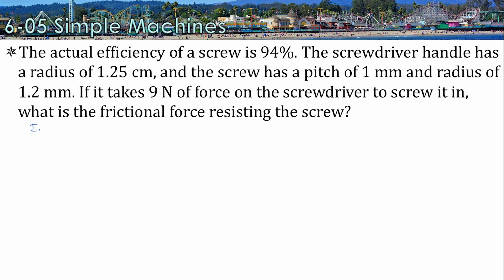Well, let's see. Let's start with the ideal mechanical advantage of this. So it's 2 pi L over P, where L is the radius of the screwdriver handle and P is the pitch. So the radius of the screwdriver handle is 1.25 centimeters. Our pitch is 1 millimeter. But I need it in the same unit, so how about 0.1 centimeters? So that gives us 25 pi.